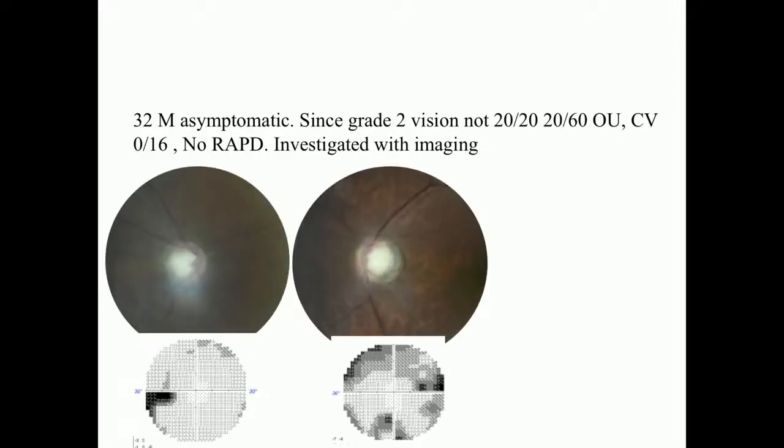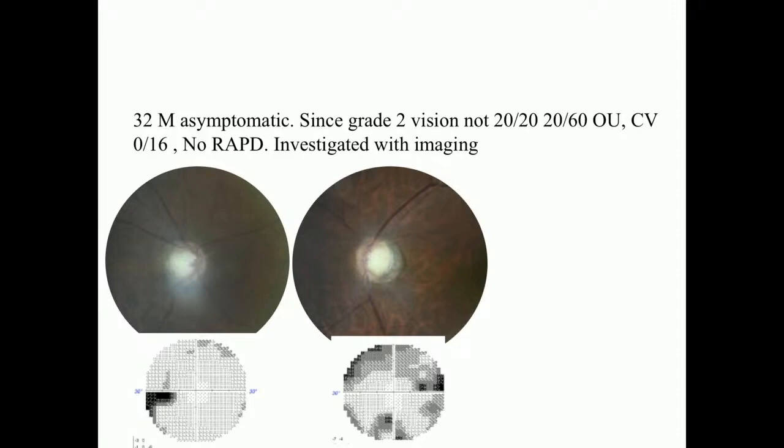On the other hand, this is a 32-year-old man who is minimally symptomatic, let's just put it that way. And he says that he never had 20/20 vision since at least grade 2. His vision is 20/60 with no color vision. He has no RAPD. And he was investigated with an MRI orbits and brain with contrast, and no compressive etiology was found. His visual fields look nonspecific, and his optic nerves look like this.